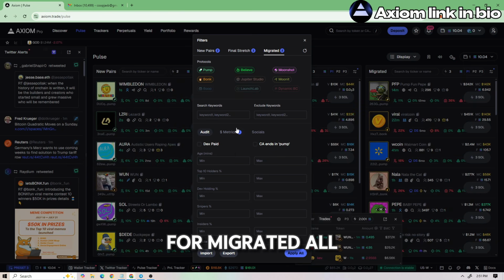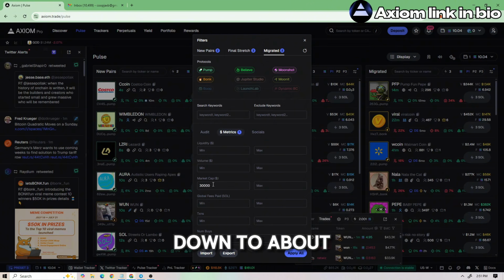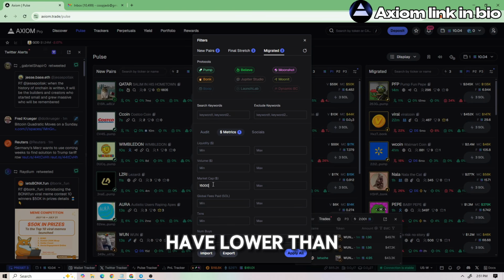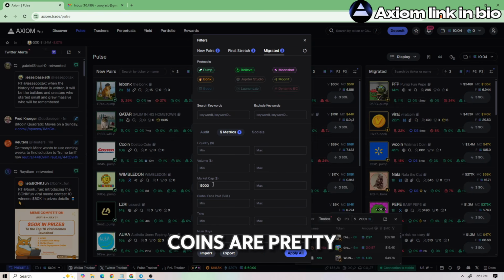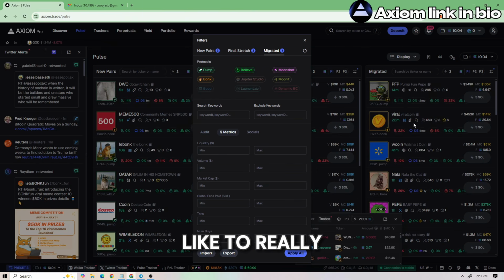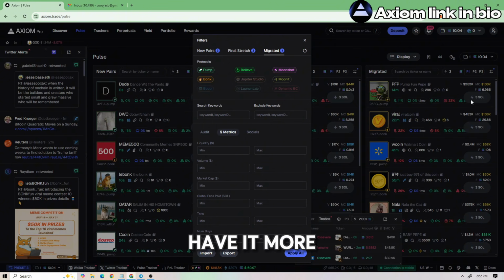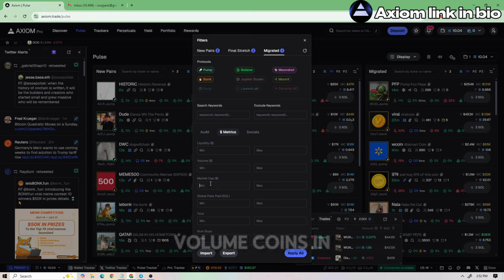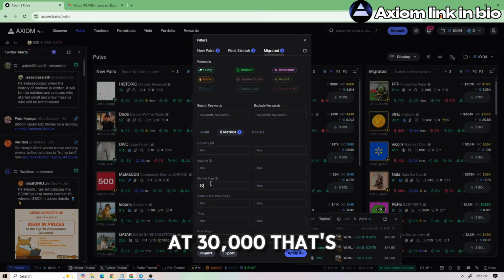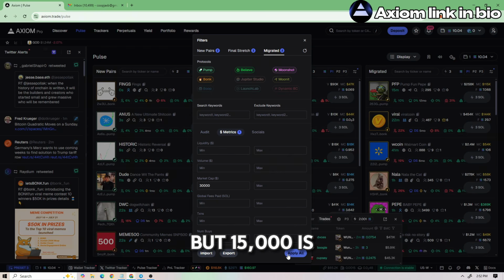And then for migrated, all we have is minimum market cap, 30,000. Now you can lower this down to about 15,000. I feel like you should not have lower than 15,000 at all, though, because those coins are pretty much dead, and it's very hard for those coins to retrace back up. But if you like to have a bigger selection, like to really try to bottom bid migrated coins, then put it at 15,000. But if you really like to have it more cleaned up, have less coins in the migrated tab, and have higher volume coins in here, then have it at 30,000. That's also a preference. So I'll keep it at 30,000. That's what I had it on, but 15,000 is also a good market cap minimum as well.